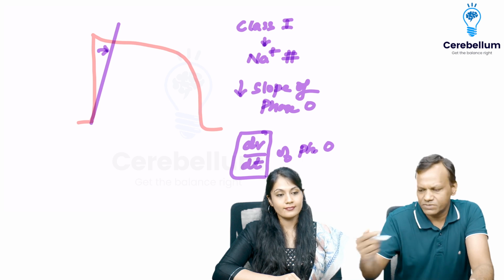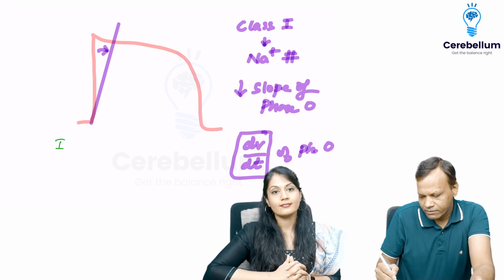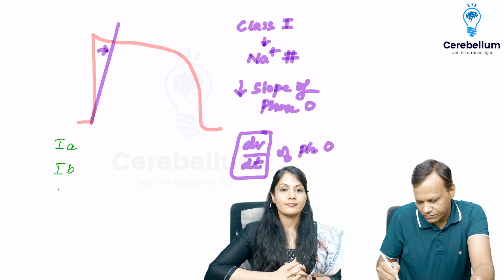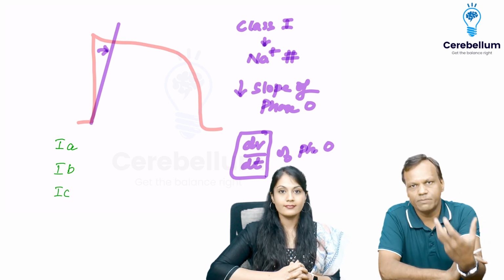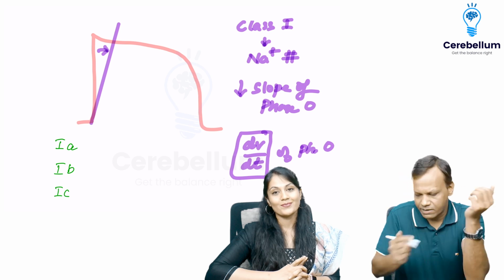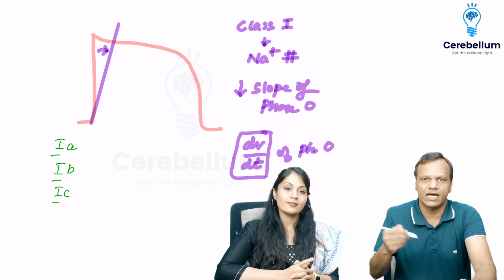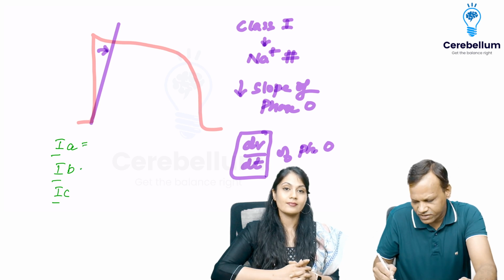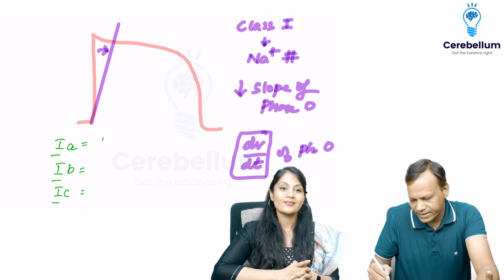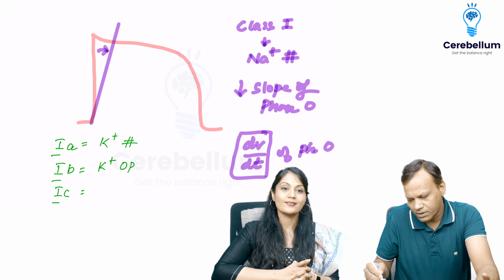Okay. Then class 1 drugs, or sodium channel blockers, are further of three types: 1A, 1B, and 1C. Now, on which basis do we classify them into A, B, and C? That is on the basis of what they do to potassium channels. Remember, all of them block sodium channel, that's why they are 1. Then A, B, C is what they do to potassium, and obviously three things are possible. One, the drug may block potassium. Second, the drug may open potassium. And third, the drug may have no effect on potassium.